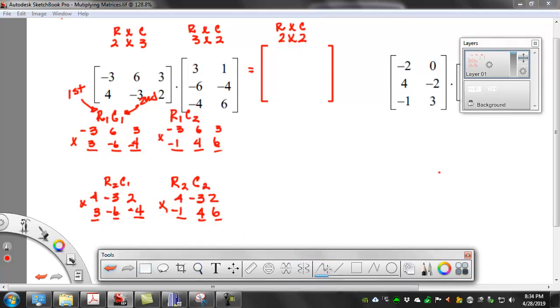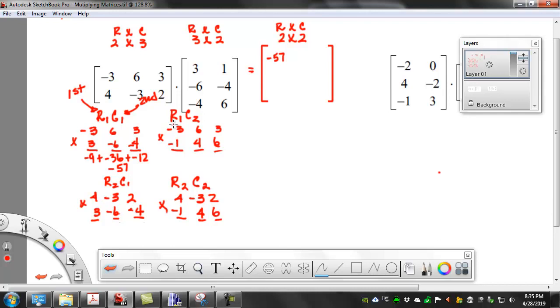Okay, so here we're gonna go ahead and multiply these together. So let's see what my first number is. Negative 3 times 3 is a negative 9. 6 times a negative 6 is a negative 36. 3 times a negative 4 is a negative 12. And then what's really strange about this is we're going to add those numbers together. And if I add all those numbers together, I get a negative 57. So that's the first element. It's row 1, column 1, right? So that first number is a negative 57.